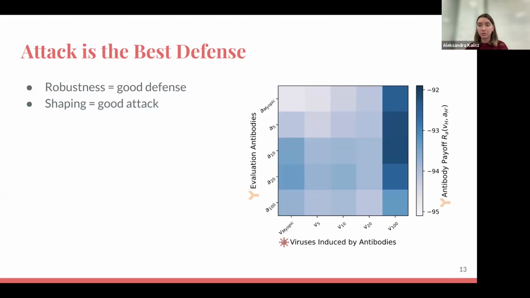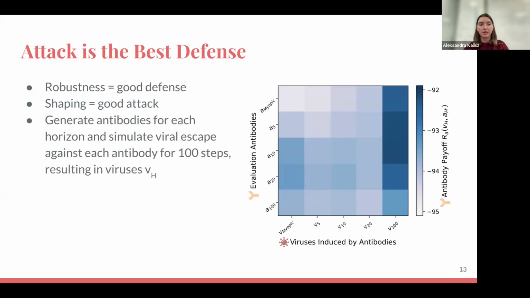Or there's a different approach, which we would call an attack, where they don't just become robust, but they actively shape how the virus evolves. So they change the viral behavior. And we wanted to see which one of these the shapers do to do better than the more myopic antibodies.